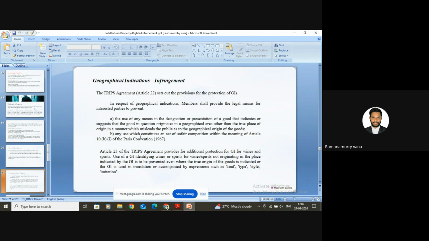Article 23 of the TRIPS agreement talks about additional protection for geographical indications for wines and spirits. Use of a geographical indication identifying wine or spirits not originating in the place indicated by the GI is to be prevented even where the true origin of the goods is indicated.